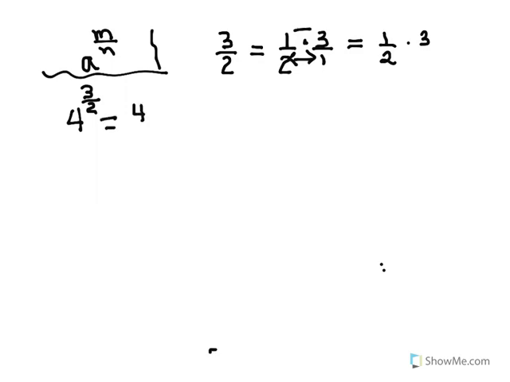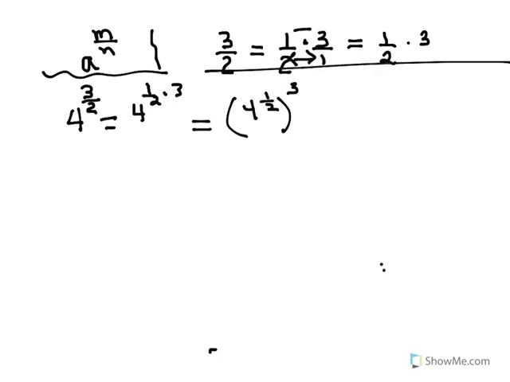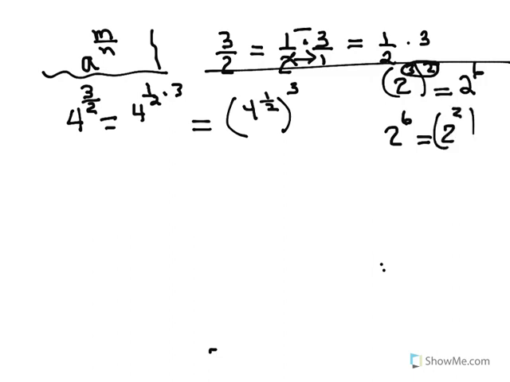4 to the 3/2 is the same thing as 4 to the 1/2 times 3, which is the same thing as, you remember this property, 4 to the 1/2 to the third power. Why? Because if we have 2 to the third to the second, we multiply these exponents and we get 2 to the 6th. So 2 to the 6th can be written as 2 to the third to the second, because I get a 6 if I multiply 2 times 3.